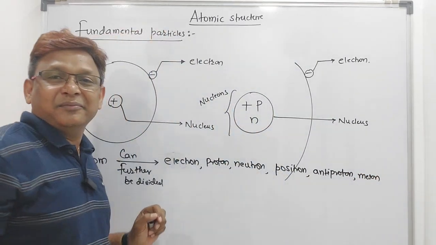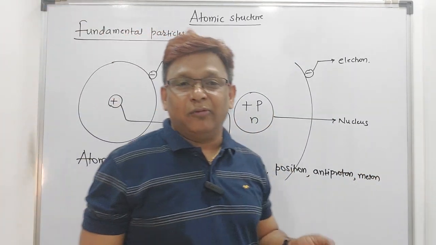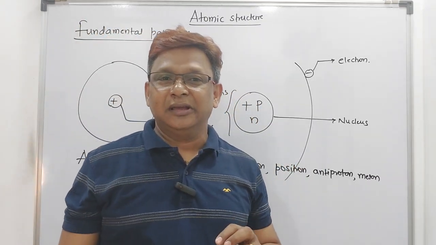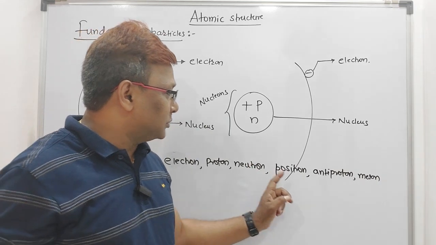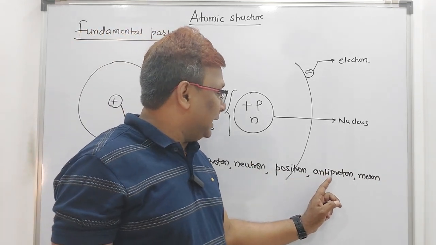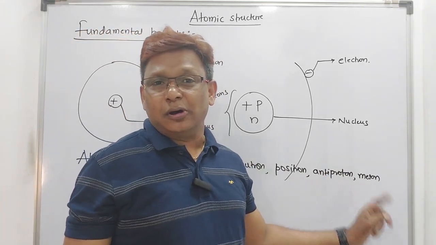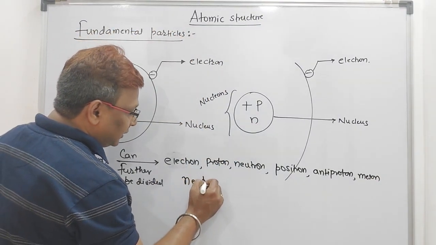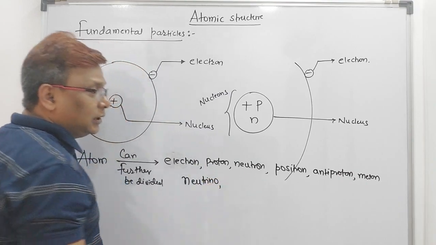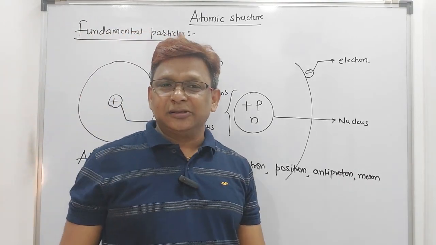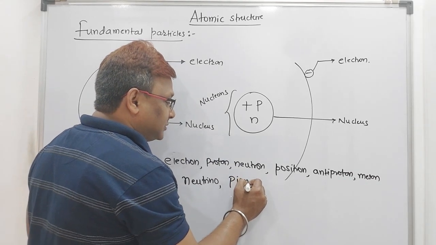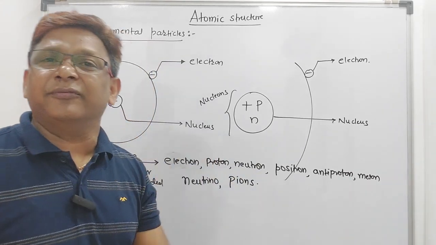When the atom divides, what particles come from it? Electron, proton, neutron, which are common everywhere. Even it gives the positron, the antiproton, the meson, and the neutrino. So these are the pions. One more is there, I remember: pions. But these are the particles coming from the atom.